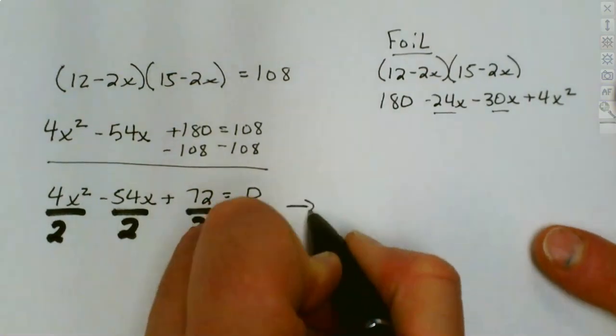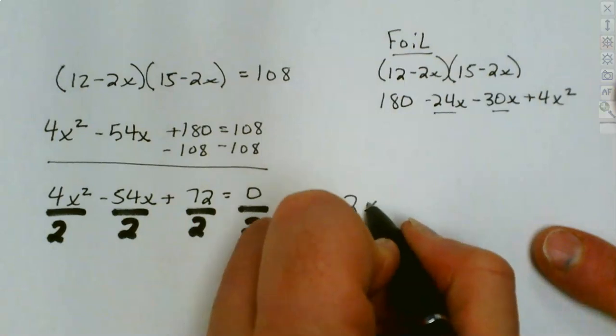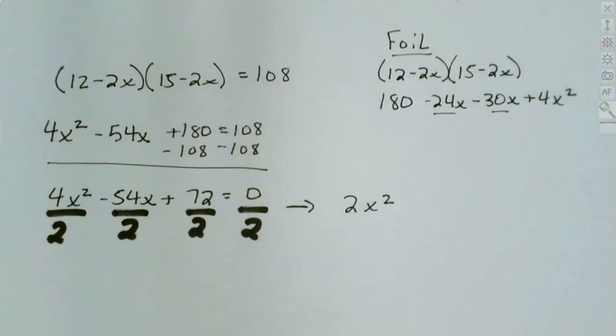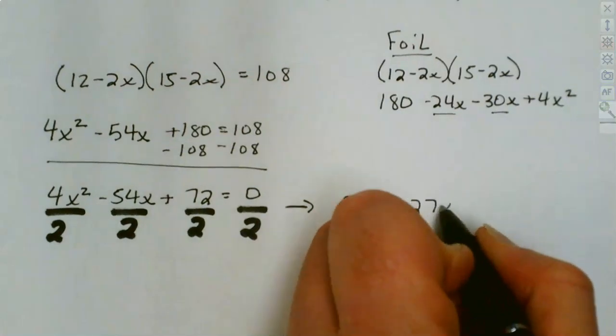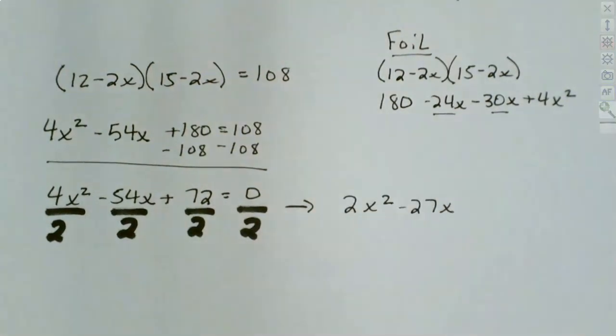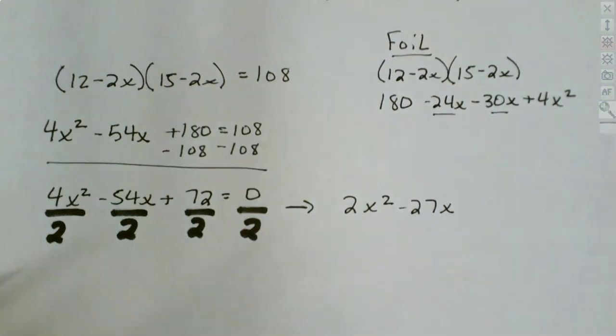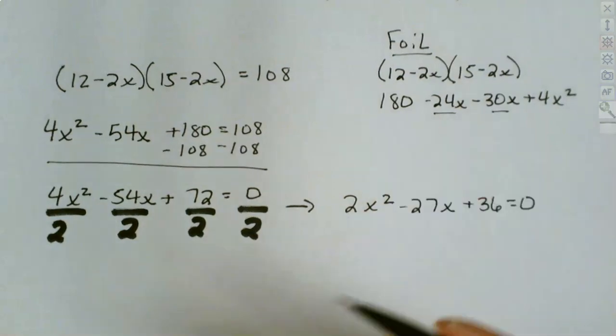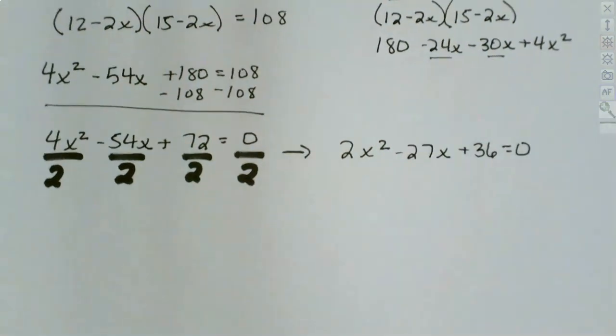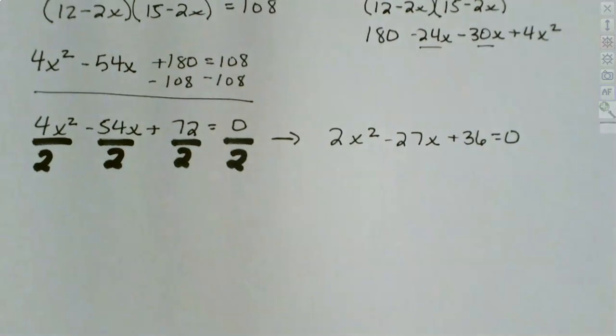So that then leaves you with now 2x squared. We've got 54 divided by 2. That's a minus 27x. We've got 72 divided by 2. That's a positive 36, and that equals 0. We are going to have to factor by grouping. There's no choice in that, so we are going to have to factor by grouping.